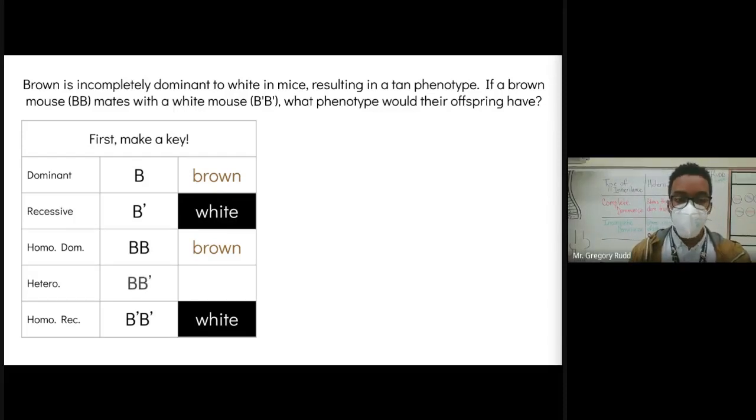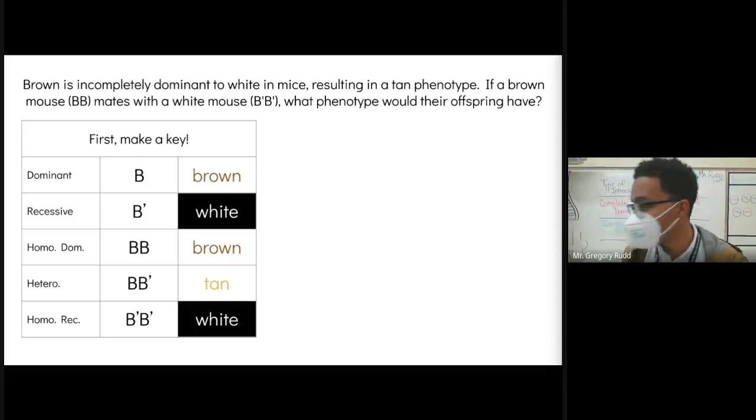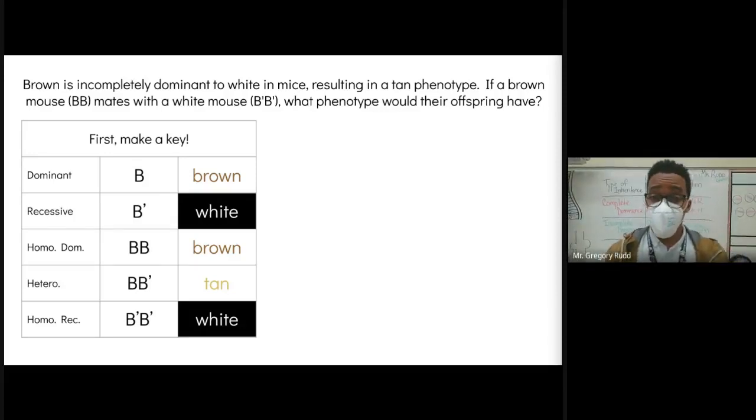B, B prime. And here's the tricky one. Which phenotype does that give us? That gives us tan. So this is a little bit different. Can you guys tell that that's tan? This is a little bit different than what we've done in the past, right? Because in complete dominance, the heterozygote gives us the dominant trait. But with incomplete dominance, the heterozygote gives us a blend of the dominant and recessive traits. So brown and white blended gives you tan. That's what we mean with incomplete dominance.